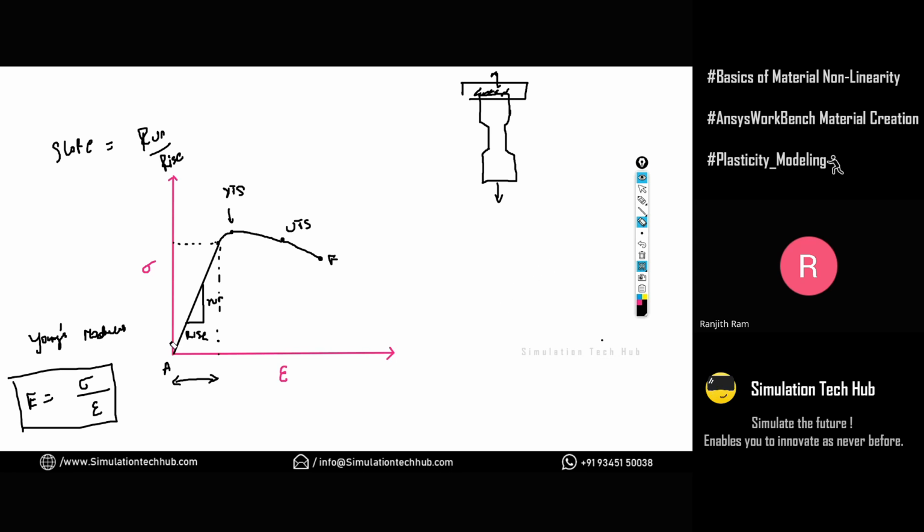As I said earlier, up to this picture, everything is okay. Now how can I feed this data into Ansys? Whatever you are seeing in this picture is the true data. I'm sorry, it's the engineering data. But for your understanding, do you have any idea what exactly engineering data and true stress data are?